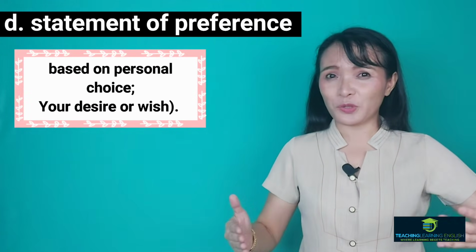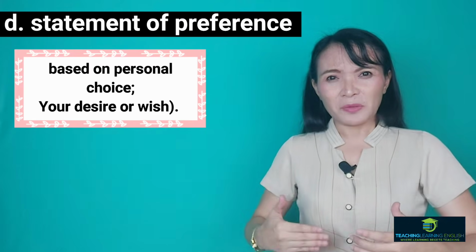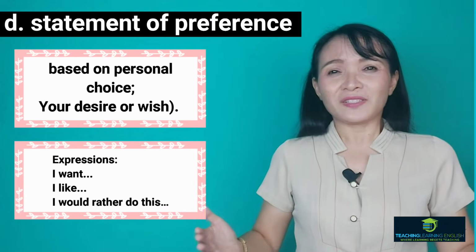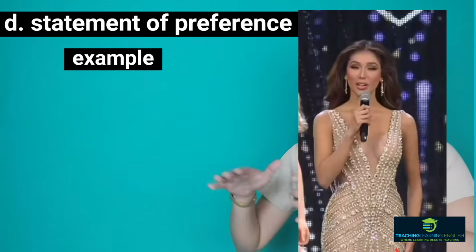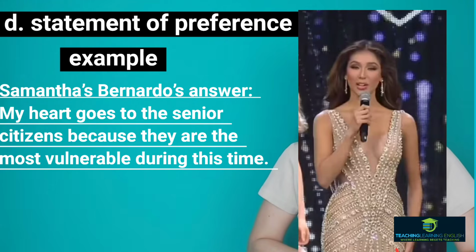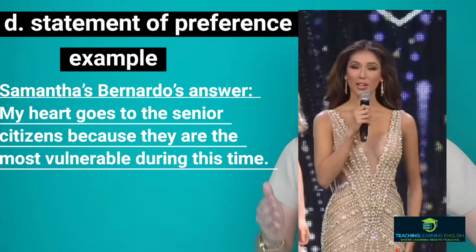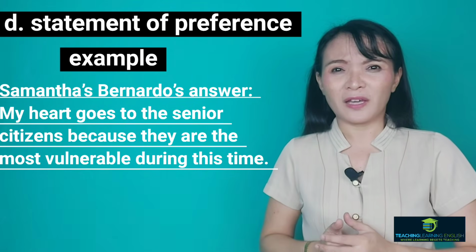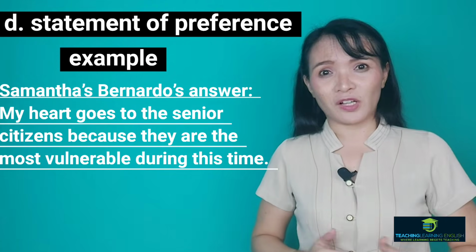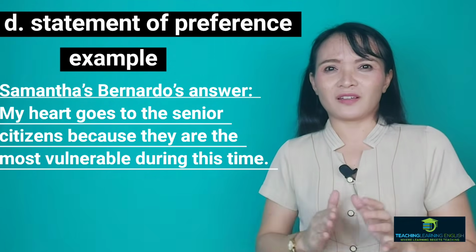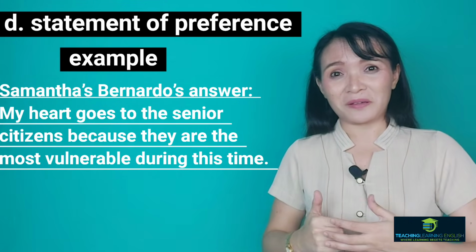The fourth is a statement of preference. Preferences are based on personal choice, your desire or wish. You may say, I want, I like, I would rather do this. Samantha Bernardo's answer, my heart goes to the senior citizens because they are the most vulnerable during this time. That's her preference, her wish, her desire. Your statements should be grounded in reasons, but these are largely personal, subjective, specific, and rooted in circumstance or taste, or more simply, preference.